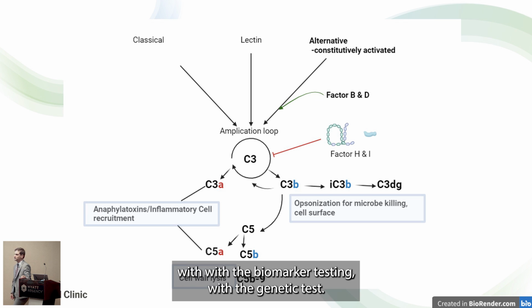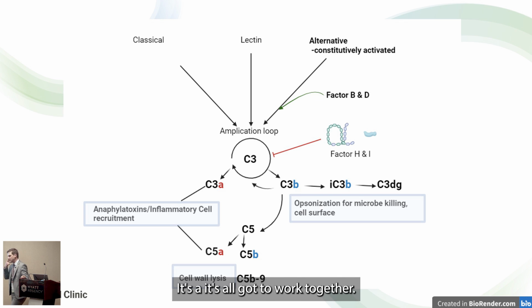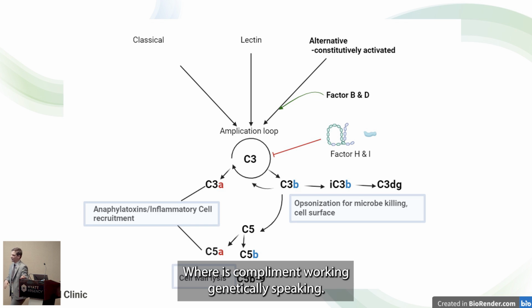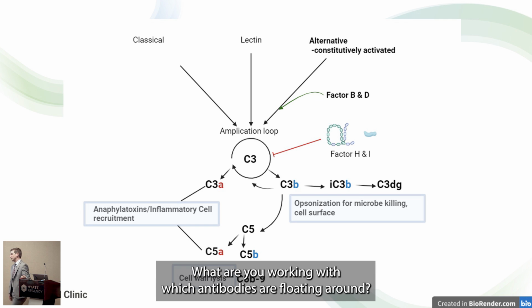You can't do that with the genetic test? It's all got to work together. So I have to measure, is complement working? Where is complement working? Genetically speaking, what are you working with? Which antibodies are floating around?